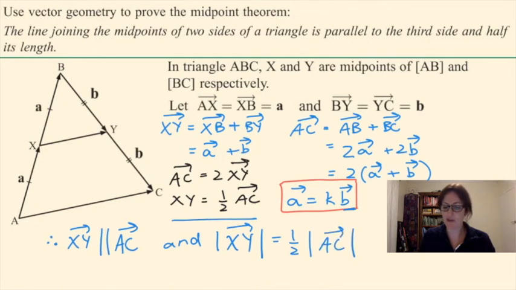And then to finish off the proof, you technically would write in words where you paraphrase what we've been asked to prove. Therefore, the line joining the midpoints of two sides of a triangle is parallel to the third side and half its length.